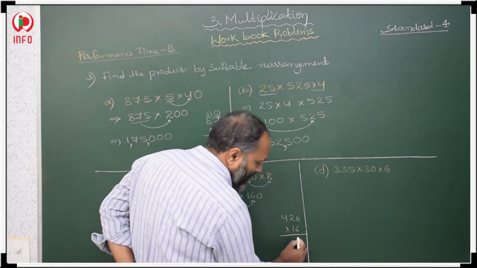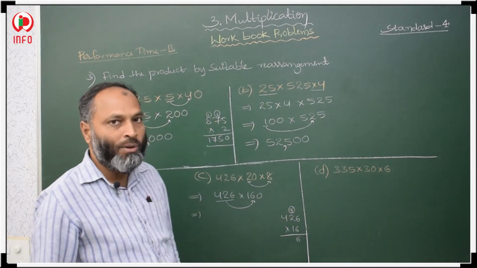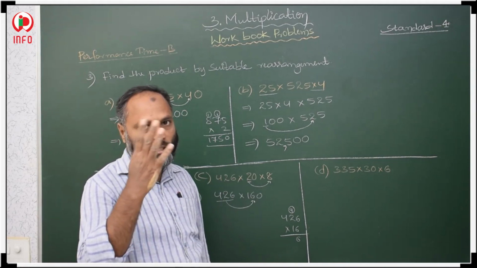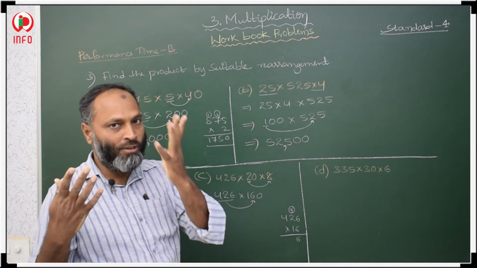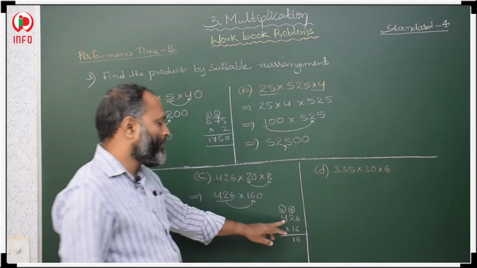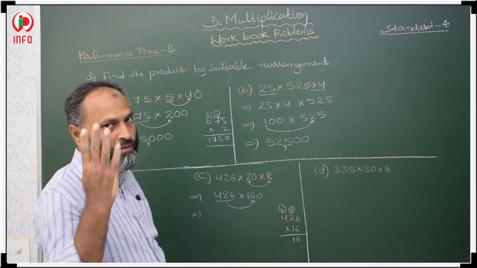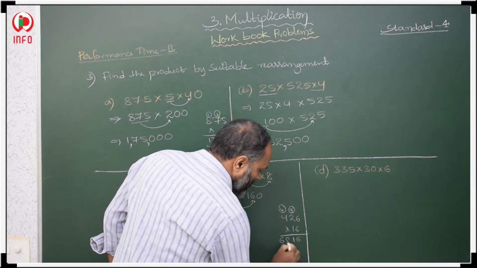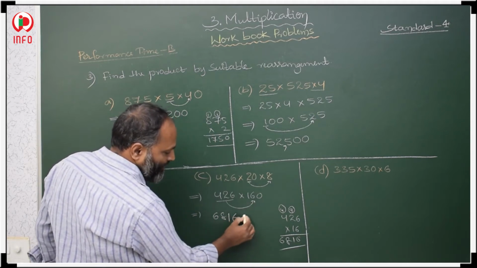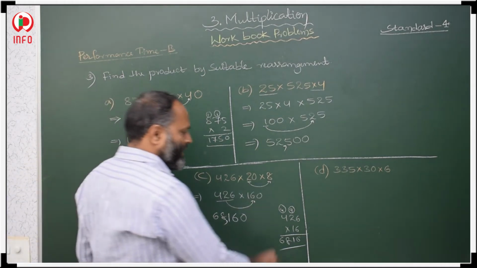16 6s are 96 and 9. 16 2s are 32, 32 plus 9, 33, 34, 35, 36, 37, 38, 39, 40, 41. 1 in tens, 4 in hundreds. 16 4s are 64, 64 plus 4, 65, 66, 67, 68. What is your answer? 6,816. And here 1 zero is left, that 0 you have to keep. 16,160. This is your answer.